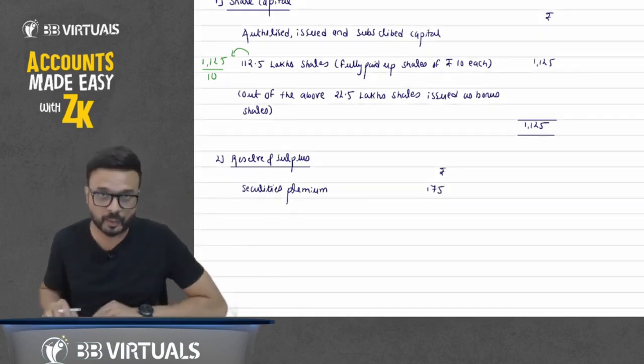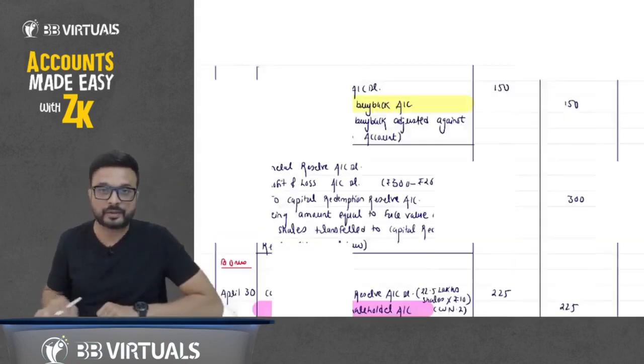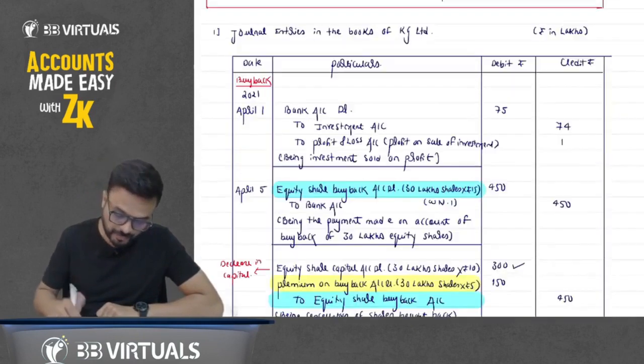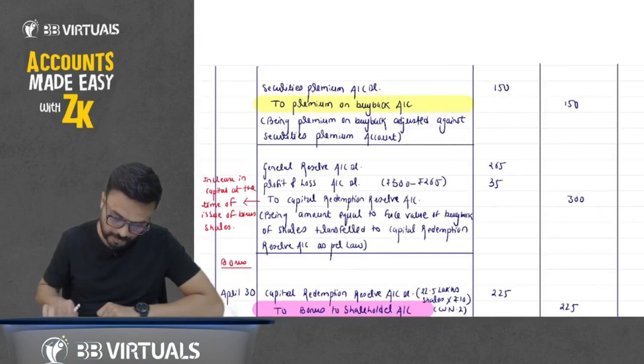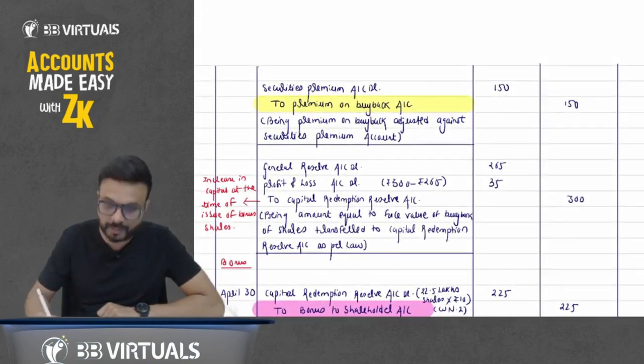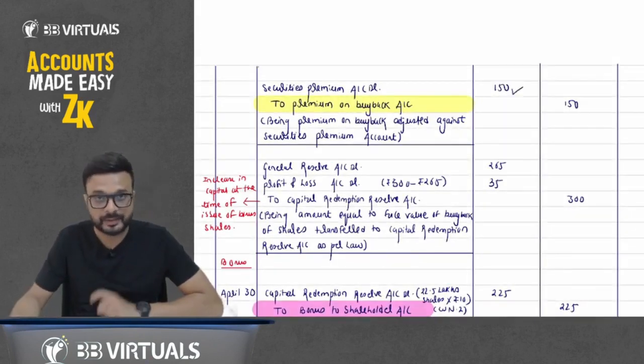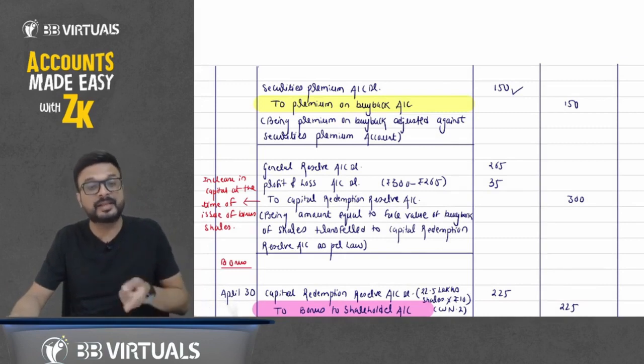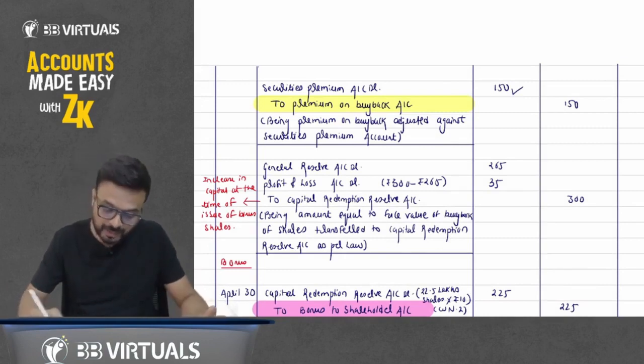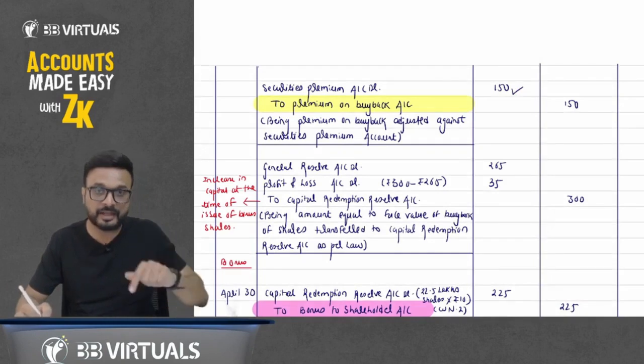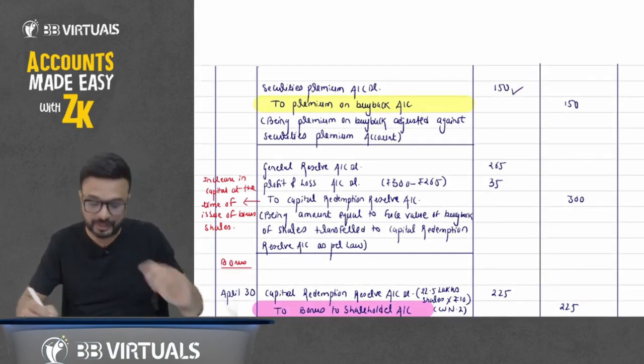175. We'll do the adjustment. Don't worry, 175 we have. So here in the general entry, in the first entry, we have no securities premium. In the second and third, here you have debited securities premium by rupees 150. Securities premium is reserve and surplus, it has a credit balance. Now we are debiting it here, so we have to deduct it.